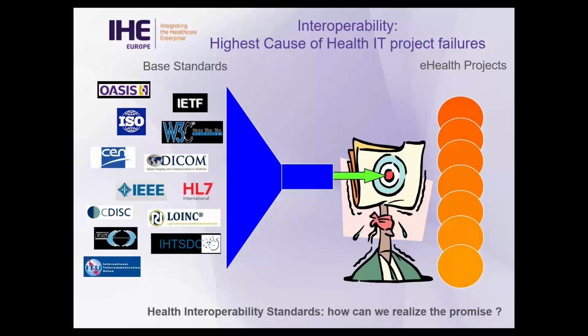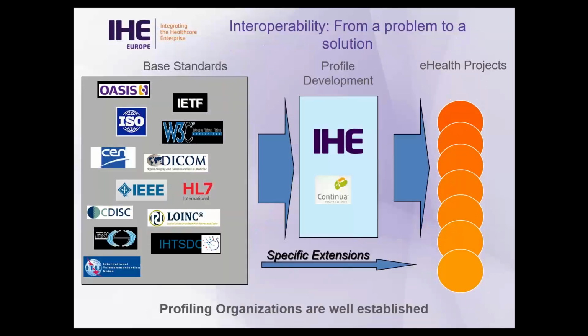There was something needed in between, a kind of profile layer, and IHE was established at that point in time for that, and Continua was one of the other organizations following. Other organizations are profiling at the moment as well. But the point is, you need something in between the base standards and the eHealth projects. And this proved to be very important in practice for interoperability to be successful.